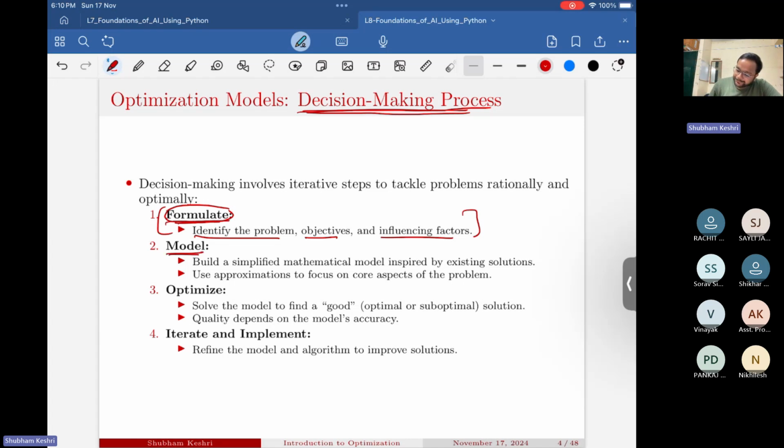What is modeling? Modeling is the simplification of this problem, and then you are simplifying it to a mathematical model. So in today's class, we will not see the mathematical model. We will see that in the next class when we talk about linear programming in detail. But if you remember in the first class, when we were talking about how to convert a real life problem to a graph, over there we were modeling it as a network model, right?